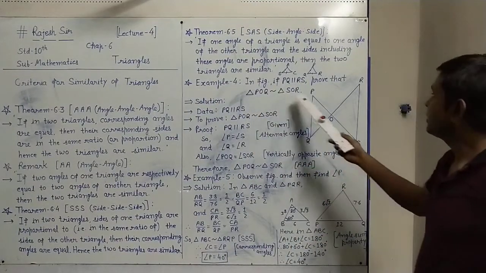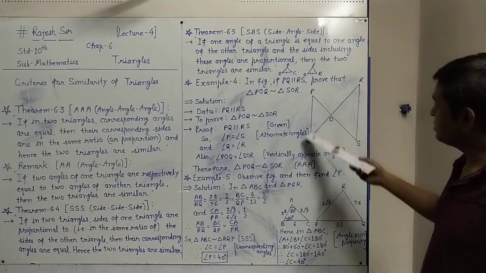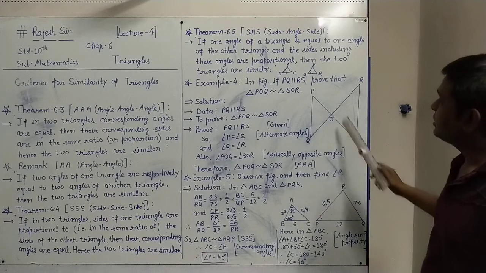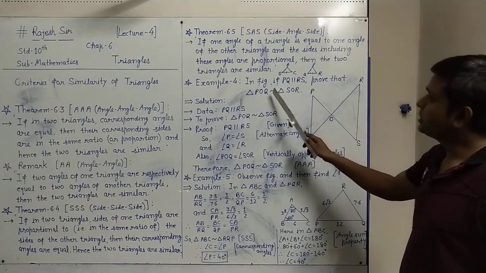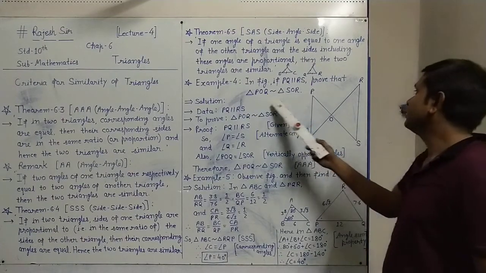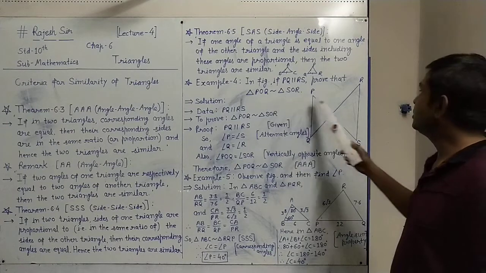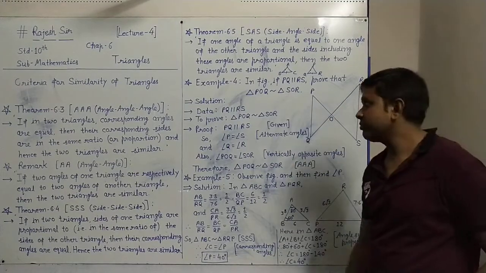In the figure, this is the figure given in the question. If PQ is parallel to RS, then we have to prove that triangle POQ is similar, this is the sign of similarity between the two triangles, triangle POQ is similar to triangle SOR. This we want to prove.